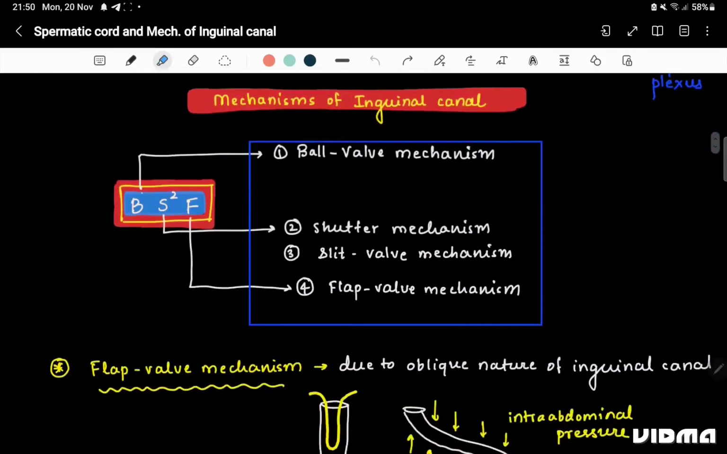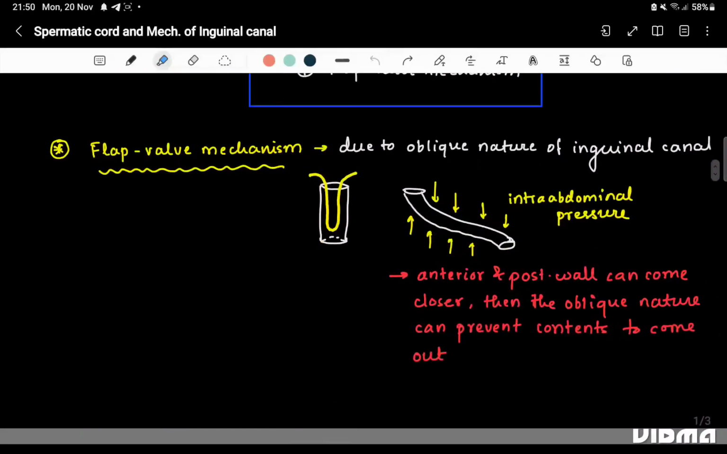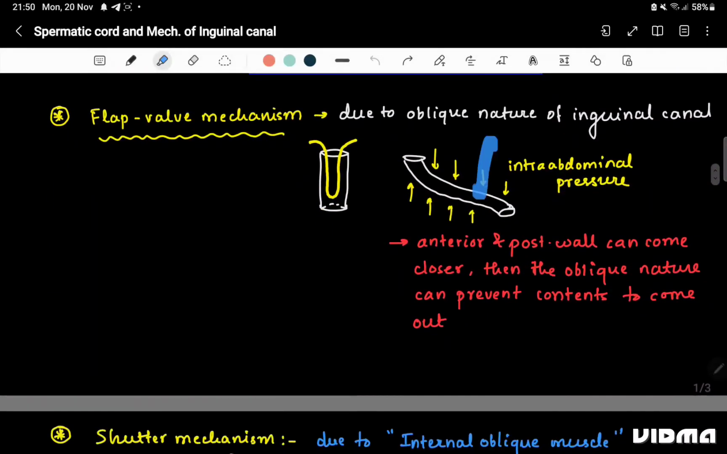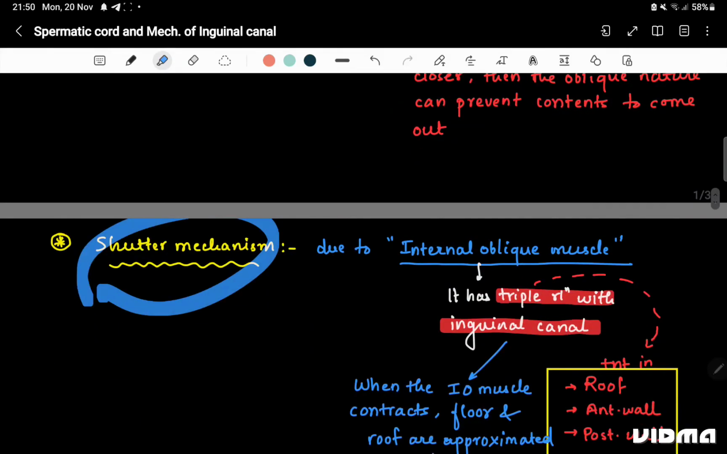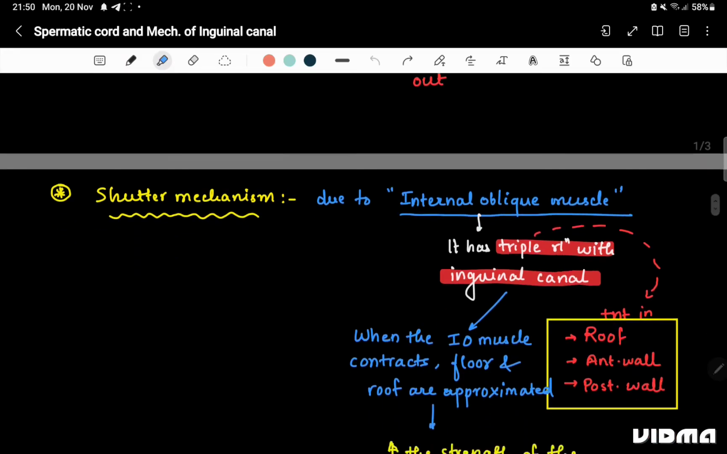Discussing the mechanisms of the inguinal canal. Due to the oblique nature, what happens if intra-abdominal pressure increases on the inguinal canal? The anterior wall and the posterior wall can come close, and the oblique nature can prevent the contents from moving out. This is called the flap valve mechanism. Shutter mechanism is due to the internal oblique muscle. It has a triple relation with the inguinal canal.